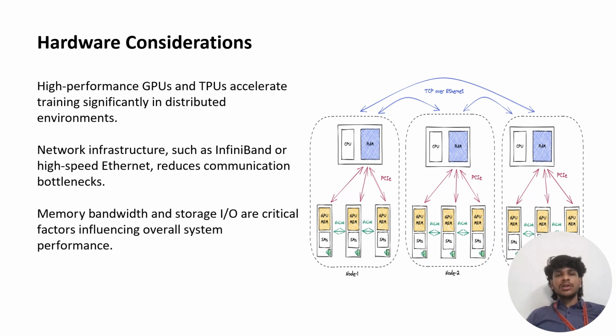Hardware considerations. High performance GPUs and TPUs accelerate training significantly in distributed environments. Network infrastructure such as InfiniBand or high bandwidth Ethernet reduces communication bottlenecks. Memory bandwidth and storage input and output are critical factors influencing overall system performance.